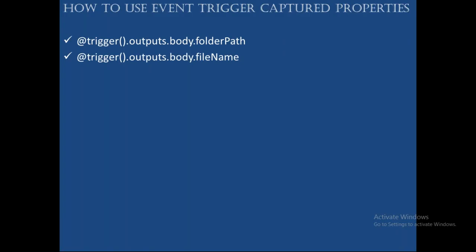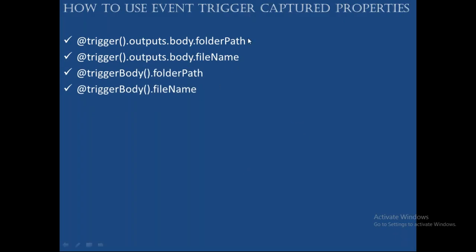How to use event trigger capture properties? What are capture properties? As we discussed, whenever a file is loaded, I want to get into which folder the file is loaded, what the folder name and folder path are, and the file name. So these two things I want to get dynamically, and you need to use two kinds of syntax. One is trigger.outputs.body.folderPath and trigger.outputs.body.fileName. You can use this. The next one is triggerBody().folderPath and triggerBody().fileName. You can use these two, or you can use those two. Both will give you the same result. If you use this folder path, it will give the folder path, and if you use this file name, it will give the same file name. Today we are going to use those things as well.